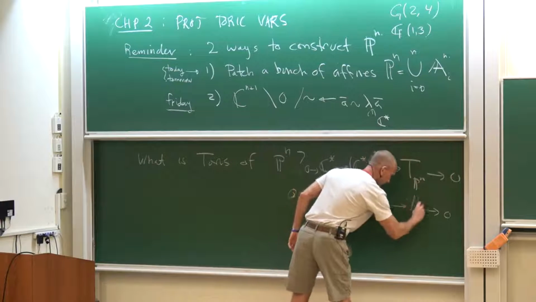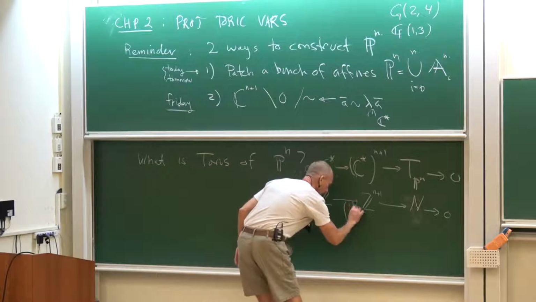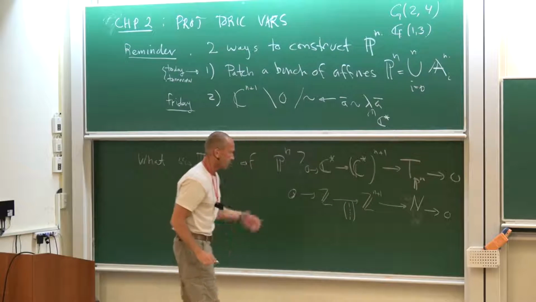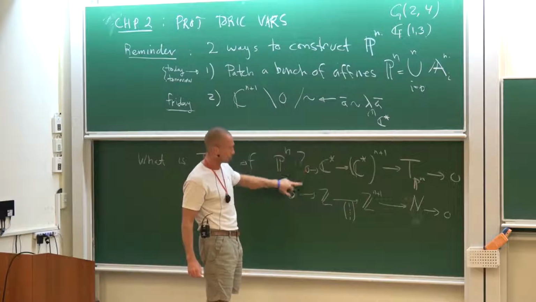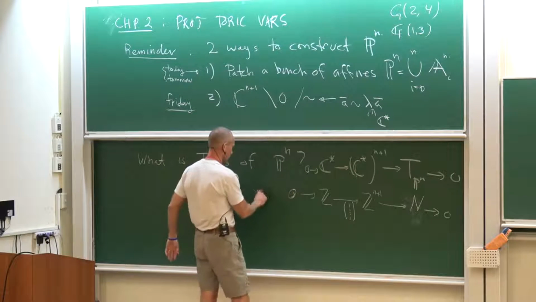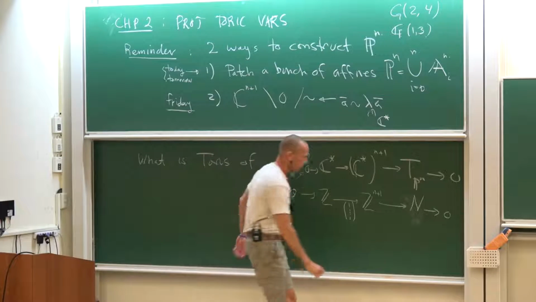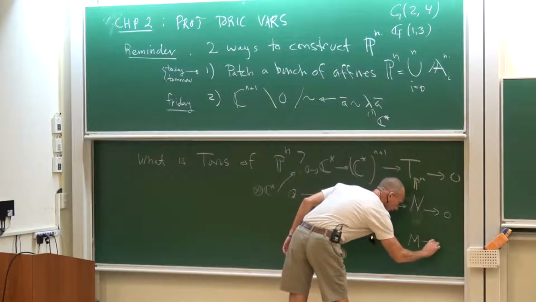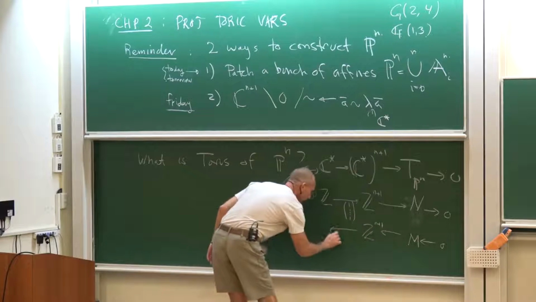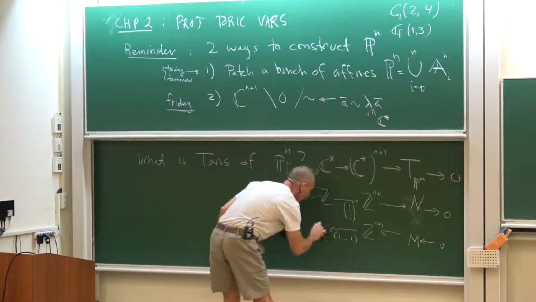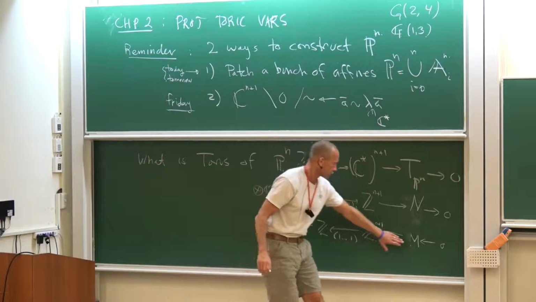So this is n. And this is, of course, just 1, right? That's this map here. So if we take this and we tensor with C star, we get exactly this, right? So we take this, we tensor with C star, and we get this. And so that means that if we go backwards and we dualize, we have M goes to Z to the n plus 1. So there's our torus of Pn.